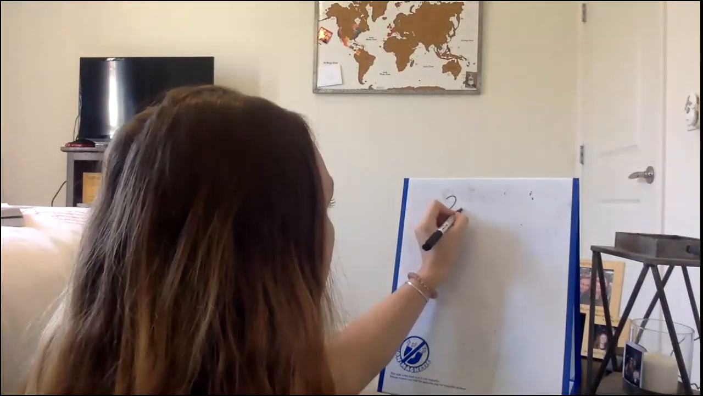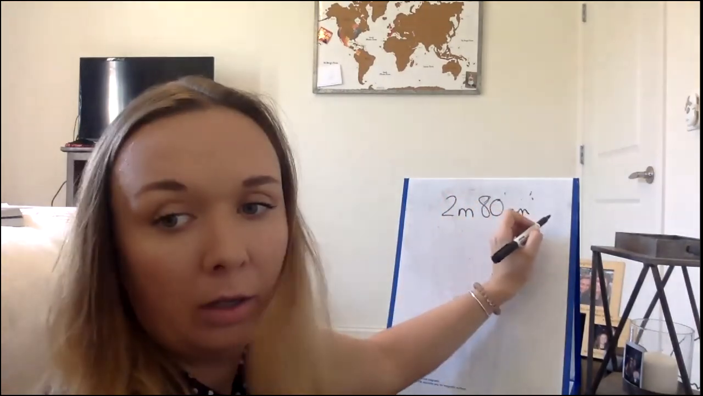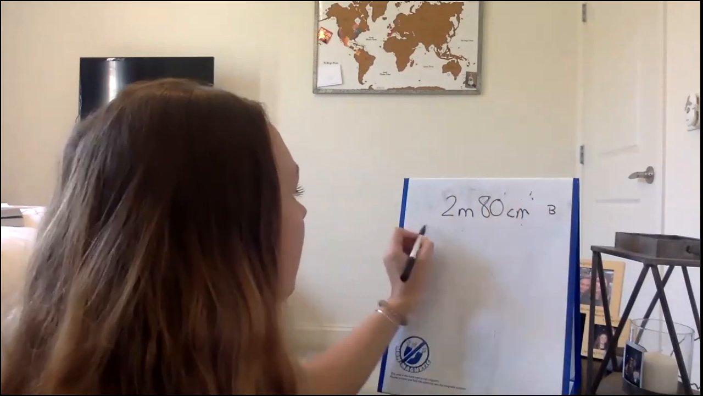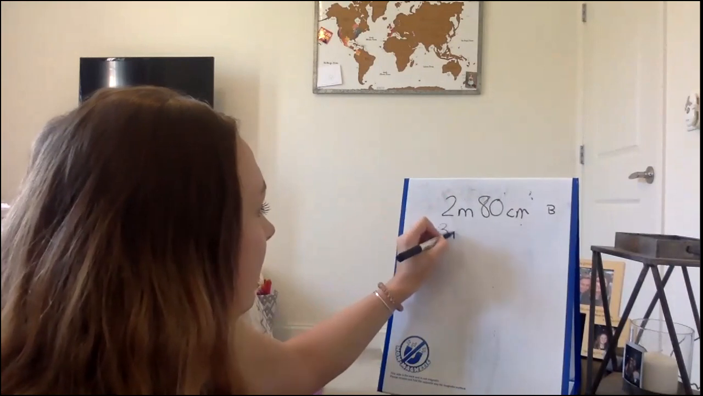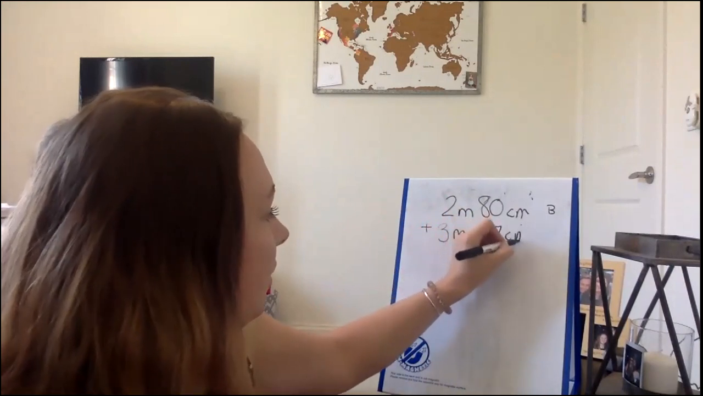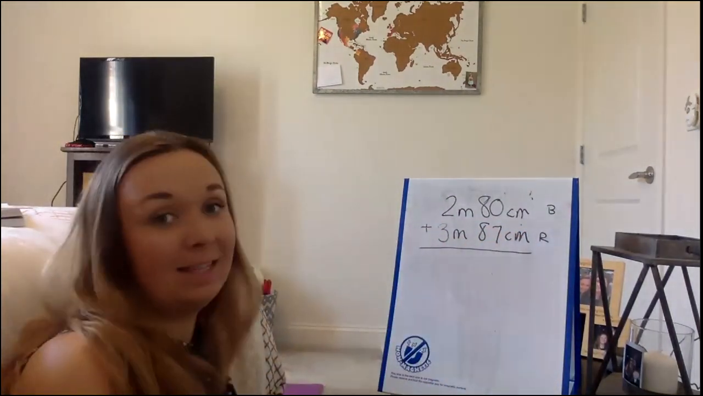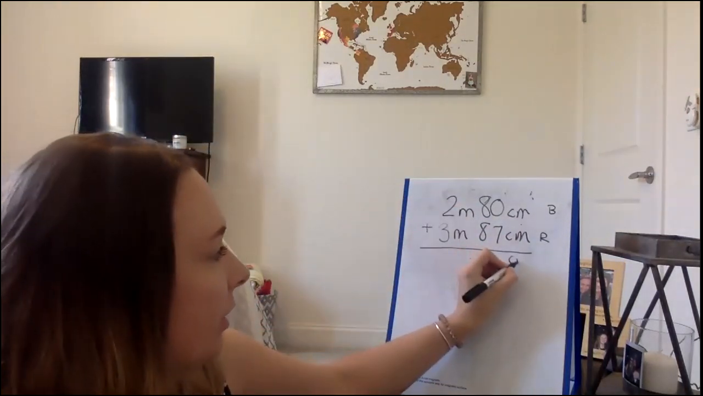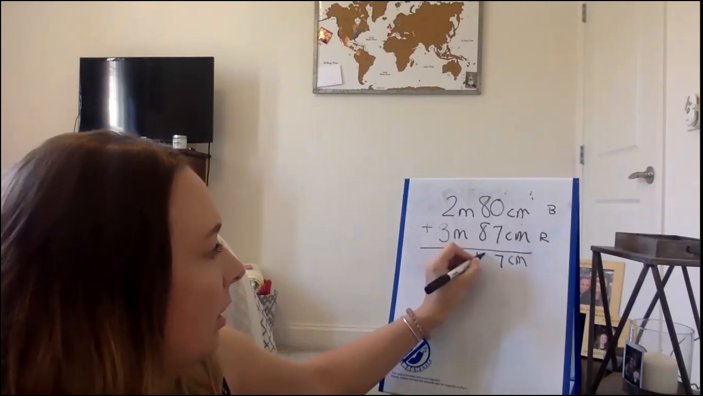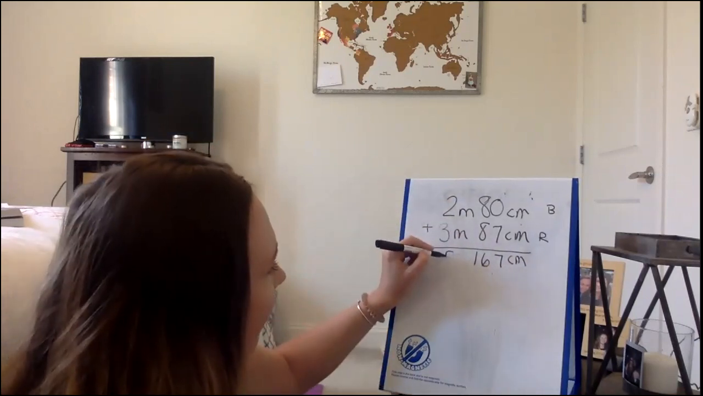All right, so Marta has 2 meters, 80 centimeters of blue cloth. And we're looking for the total, so we're going to add. She has 3 meters, 87 centimeters of red cloth. I'm going to choose to add these separately. I'm going to add my centimeters first, then I'm going to add my meters. When I add my centimeters, I got 167 centimeters, and when I added my meters, I got 5 meters.